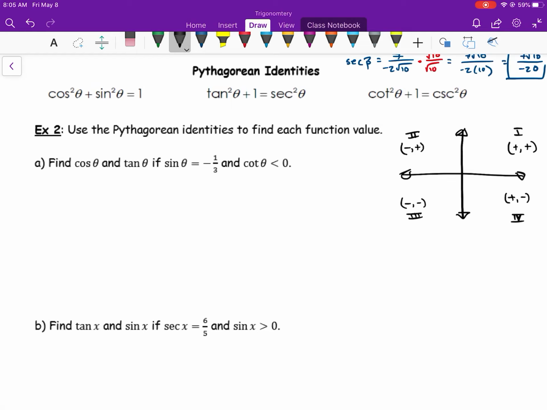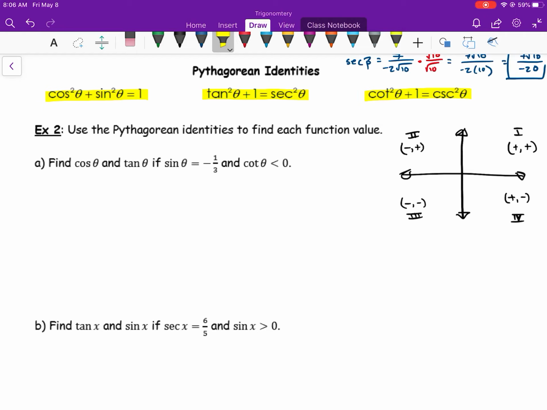So I drew our quad chart out to start off this problem because we're going to use Pythagorean identities to find each function value. Our Pythagorean identities are cosine squared plus sine squared equals 1, tangent squared plus 1 equals secant squared, cotangent squared plus 1 equals cosecant squared. Again, write these down on a separate sheet of paper so you can reference them while you're doing your problems.